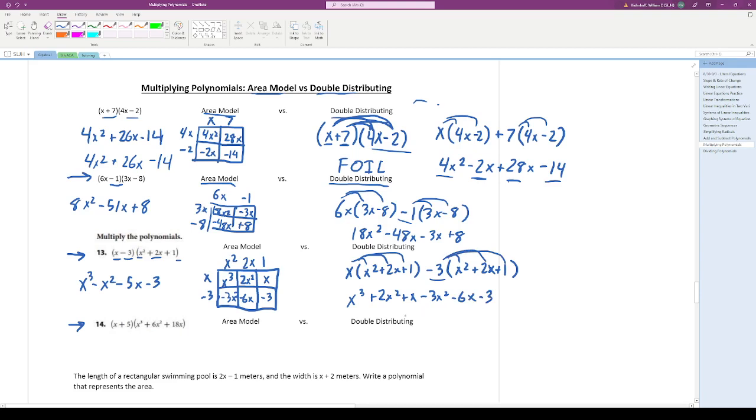So again, we collect our like terms, so we're going to find all our x squareds and combine those up, all of our x's and combine those up, and we'll get the exact same end result.